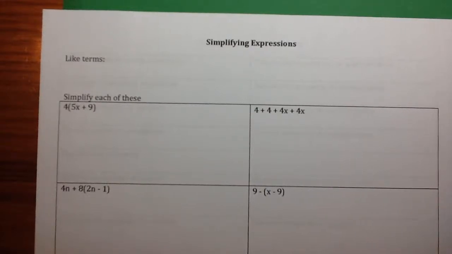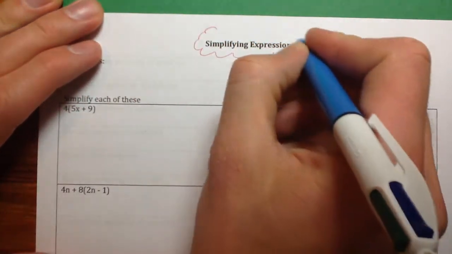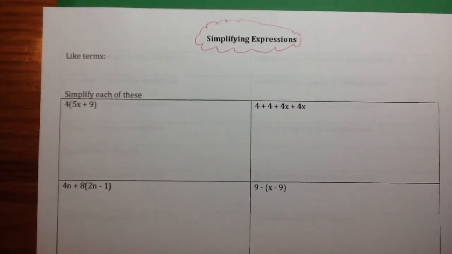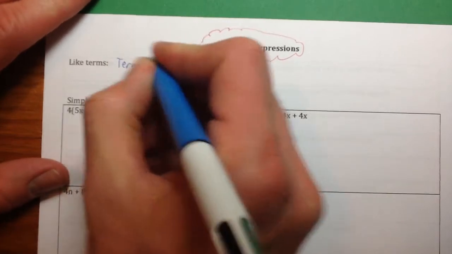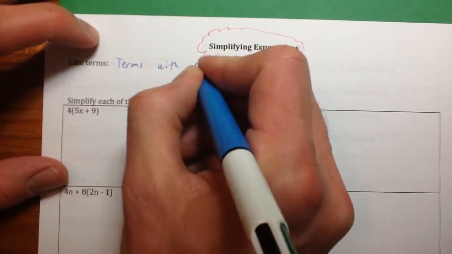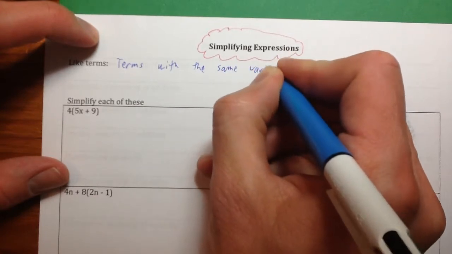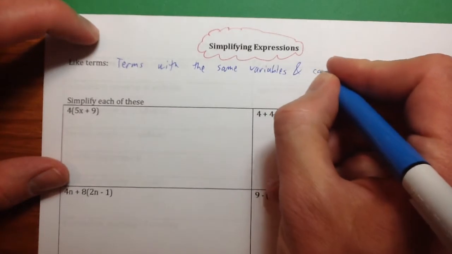Simplifying expressions. It's in a red cloud. Okay, like terms, well, they're terms that are like. You've seen this, so I'm going to go very, very quickly through this lesson. Like terms are terms that are alike. I'm not going to write that, though. Terms with the same variables and corresponding exponents.